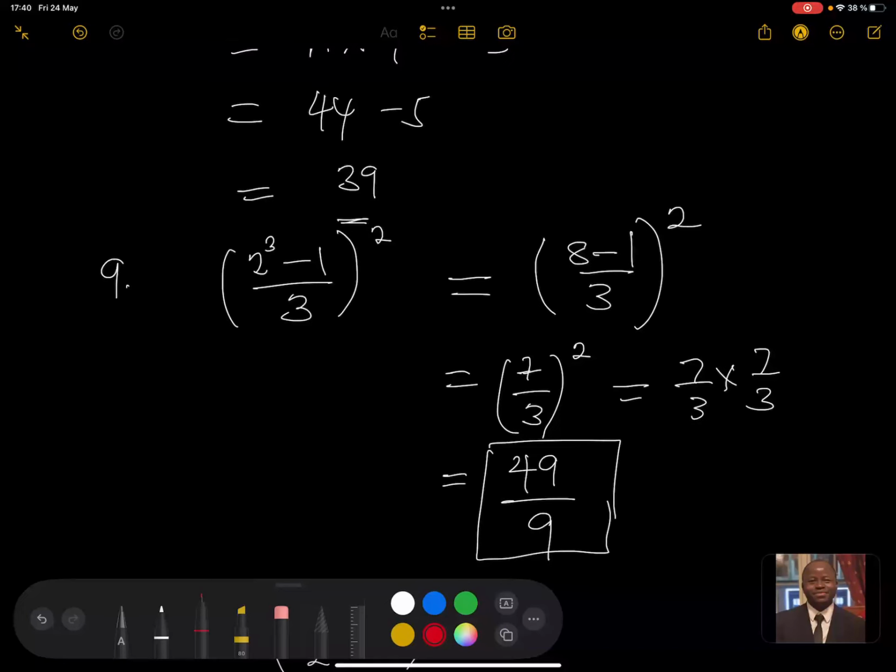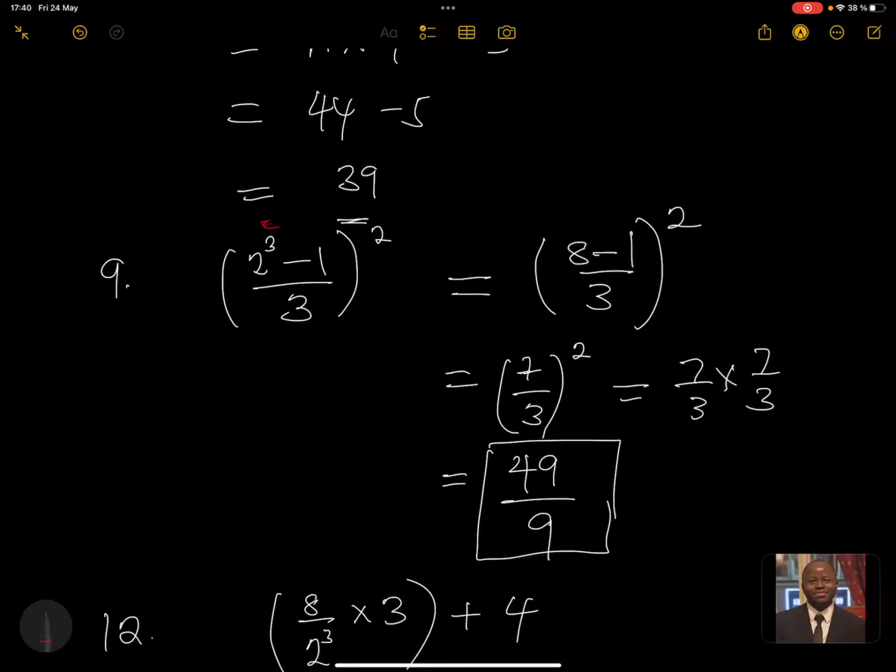Look at it. Parentheses is what we deal with in the first instance. And what is in the bracket? 2 to the power 3 minus 1 divided by 3. Here you have 3 operations: exponents, subtraction, and division. According to the rule of PEMDAS, exponent comes first. So you deal with 2 to the power 3. 2 to the power 3 is what? 2 times 2 times 2. That gives 8. Minus 1 divided by 3.